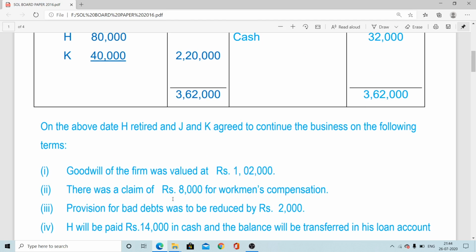Already we did this type of adjustment once: if no reserve is there and a new claim arises, at that time it is considered a liability increase, and the same treatment applies when any other liability increases at the time of retirement. That is, revaluation account debit to that respective liability. So here it will be revaluation account debit to workman compensation claim account.